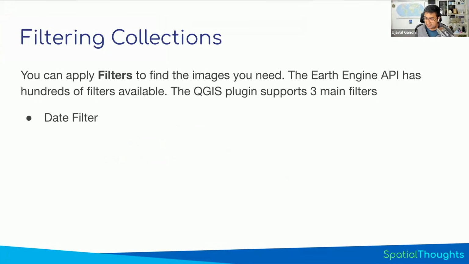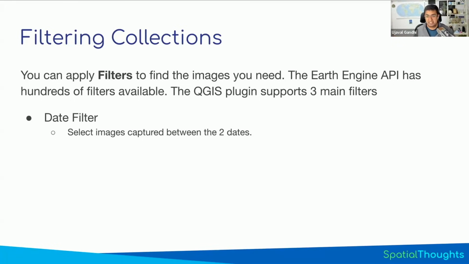The first one is a date filter. You can specify a date range. So you can say start and end date, and whatever images are collected between those dates will be selected. And the dates can be specified in the ISO format. You can just say year, month, day. So if you want images from yesterday, you'll say 16 December 2025 to 17 December 2025. Right? So that's a date range.